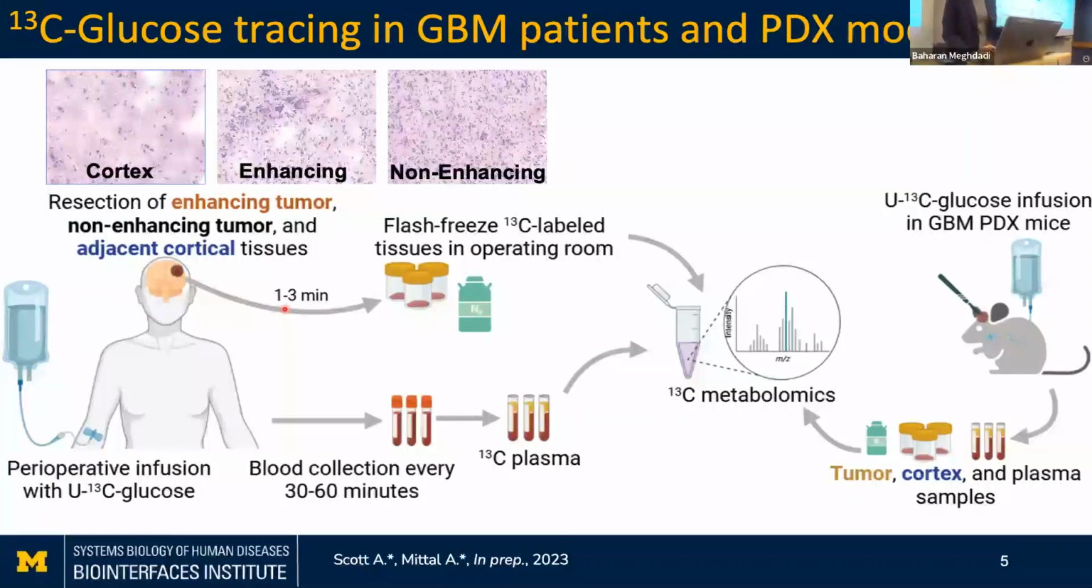We have the 13C tracing in these tissues, and we can measure the metabolites from different samples. Then we also have the GBM grown in PDX, or patient-derived xenograft, mouse models. Again, we have the 13C glucose tracing in mice. After the infusion, we have the tumor, cortex, and some plasma samples from the PDXs, and then again, we measure the metabolites in mice.